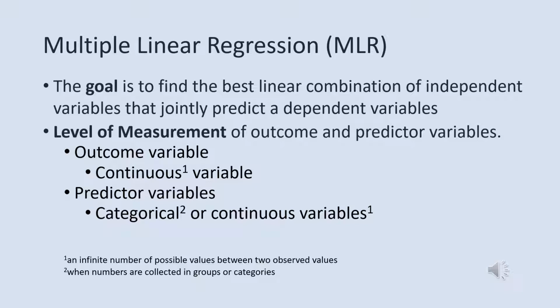So the goal of multiple linear regression is to find the best linear combination of independent variables that jointly predict a dependent variable. For the level of measurement in multiple linear regression, the outcome variable can be a continuous variable, which, if you recall, is an infinite number of possible values between two observed values. And predictor variables can be categorical or continuous. Categorical is when numbers are collected in groups or categories.